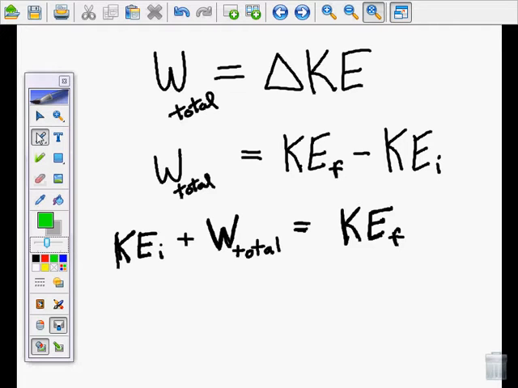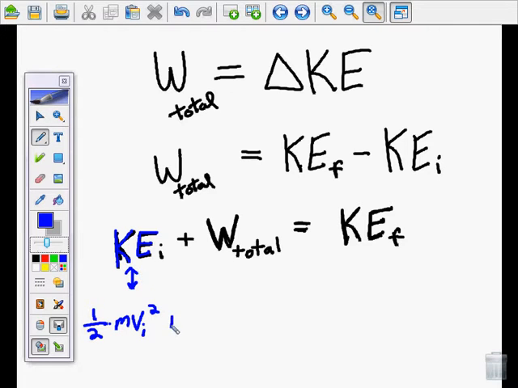Now you might recall that the formula for kinetic energy is 1/2 mv squared. So if you know the mass of the object and the initial velocity, the initial kinetic energy can easily be calculated by 1/2 times the mass times the initial velocity squared.